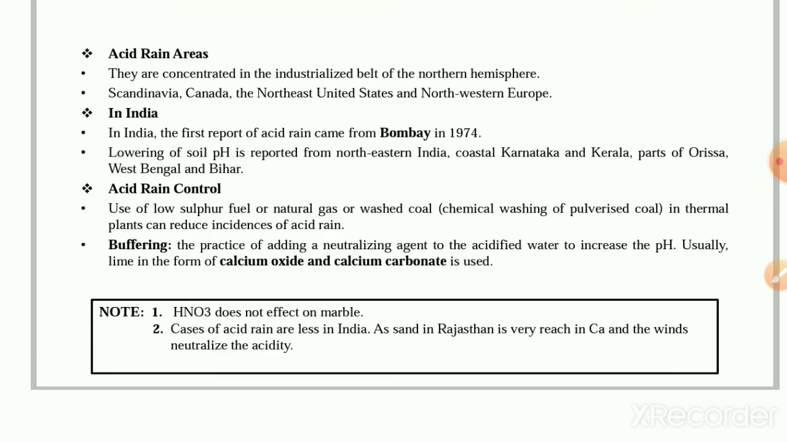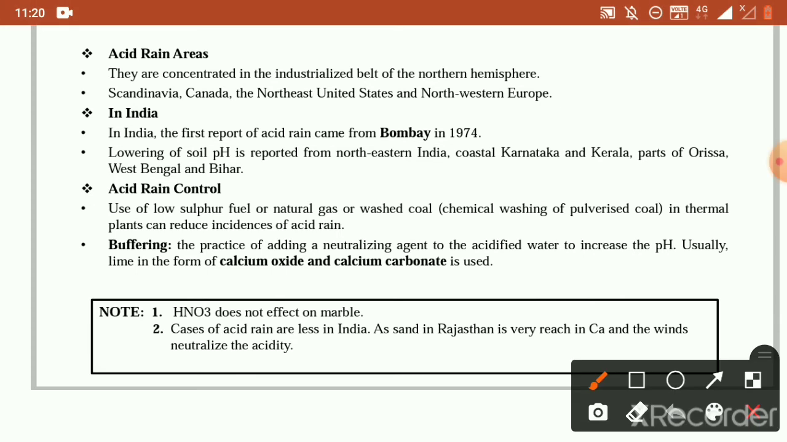At last, we will see what are the acid rain areas. They are concentrated in the industrialized belt of the northern hemisphere. Canada, the northeast United States, and northwestern Europe are included in acid rain areas. In India, the first report of acid rain came from Bombay in 1974. Lowering of soil pH is reported from northeastern India, coastal Karnataka and Kerala, parts of Orissa, West Bengal, and Bihar.